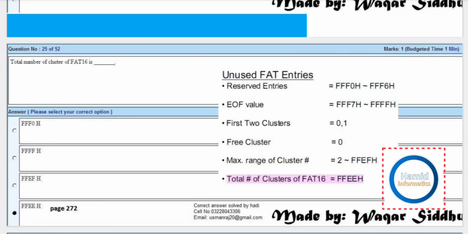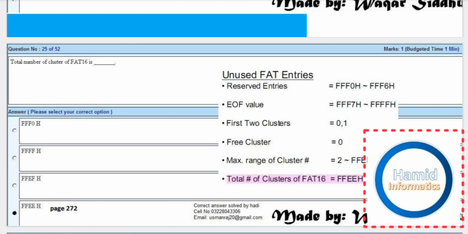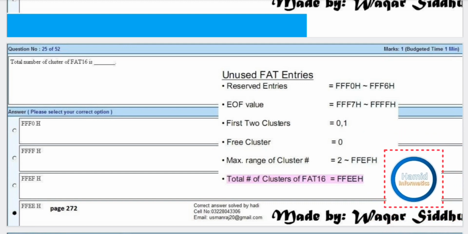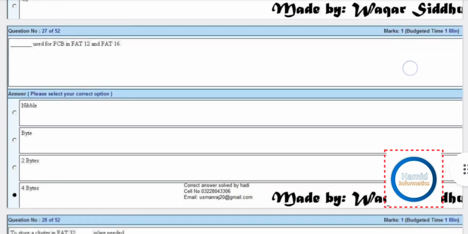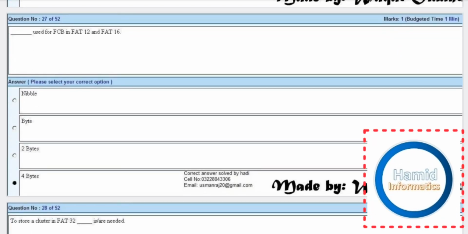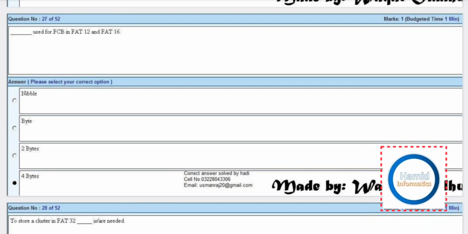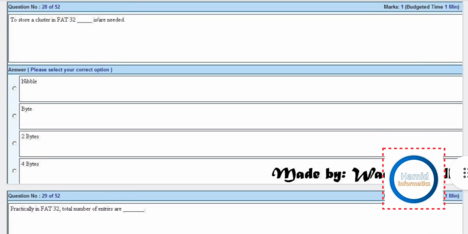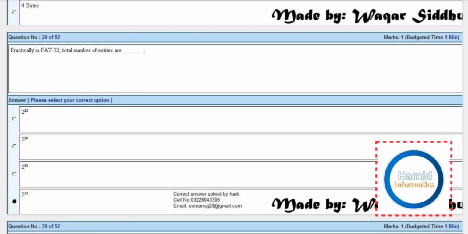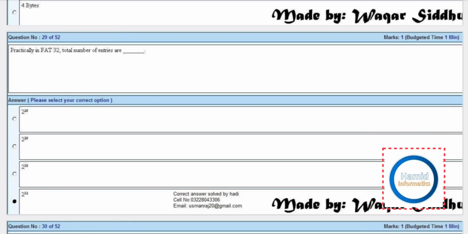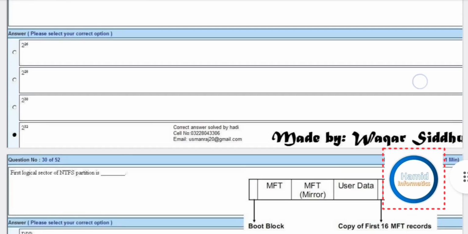Total number of clusters of FAT16 is FFEEH. Next is total dash fragments can be supported for storing long file names, and the answer is 26. Dash is used for FCP in FAT12 and FAT16, and the answer is 4 bytes. To store a cluster in FAT32 dash is needed. There is no answer, so leave this. Next, practically in FAT32 total number of entries are 2 power 32.